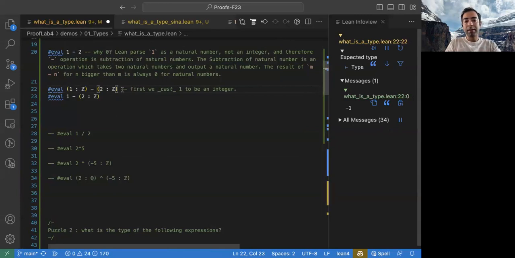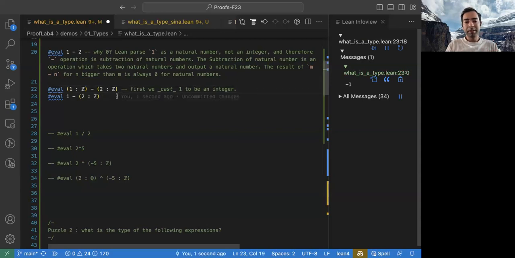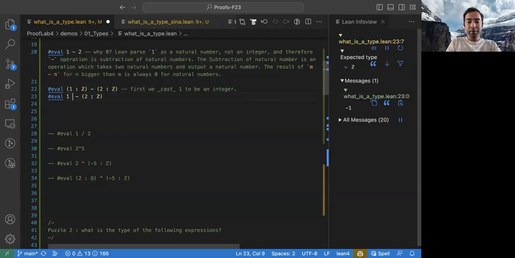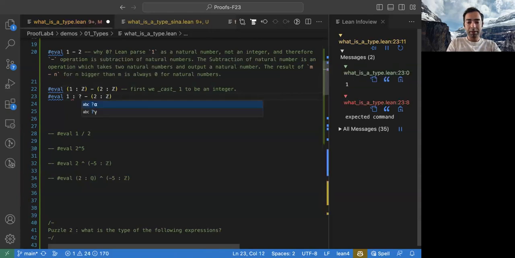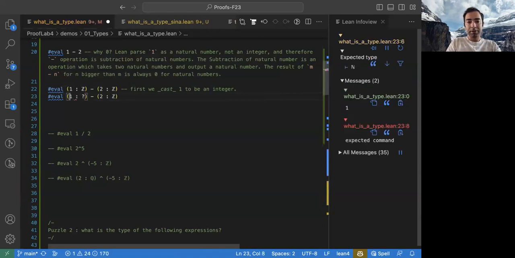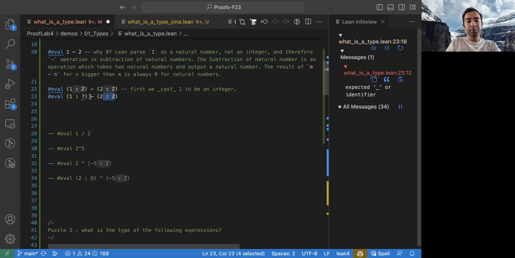And therefore, that's why we get -1. So that was the process of parsing. So let's see what happens here. First it puts a question mark, doesn't know it, right? But now it knows that the second one is an integer. So it comes back and infers that the first one must have been an integer.